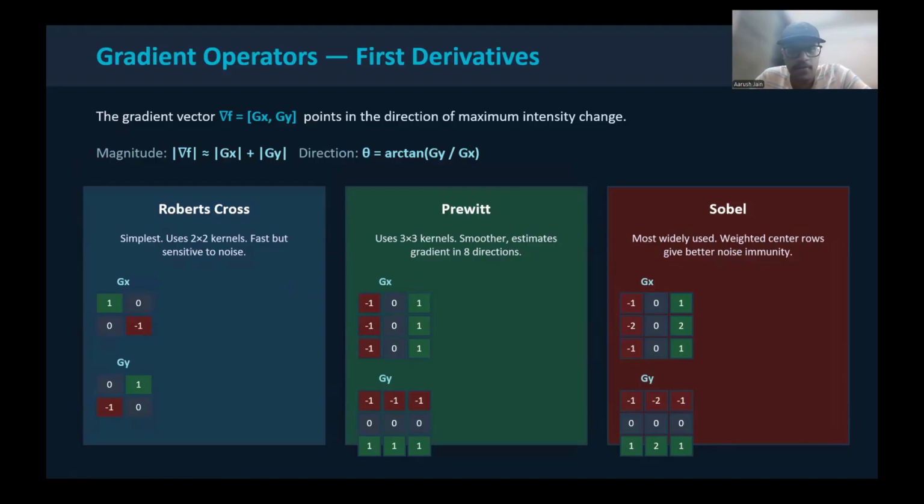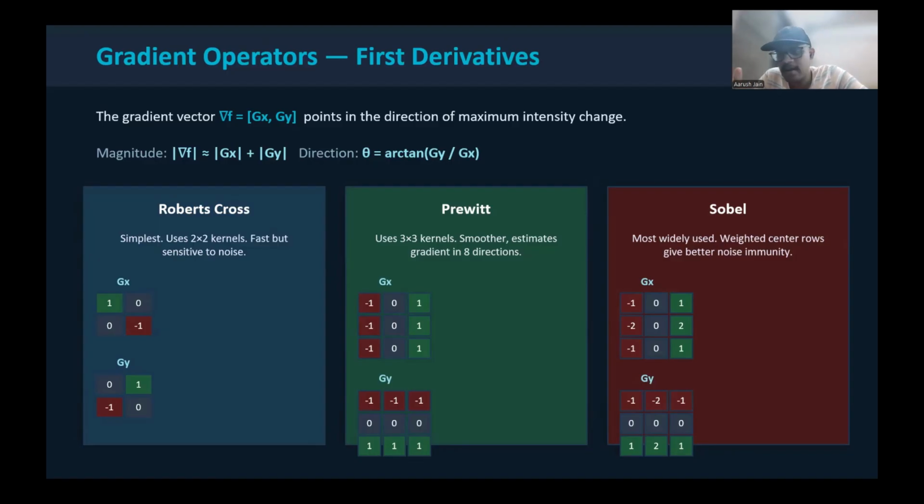Coming to gradient operators. Edge detection is fundamentally about measuring how quickly intensity changes, and the mathematical tool for this is the image gradient. Basically, the gradient is a 2D vector, Gx and Gy, where Gx is the horizontal component, which measures the rate of horizontal intensity change, and Gy measures the vertical change. At an edge, the magnitude of this vector is large, and in a uniform region, it's quite small.